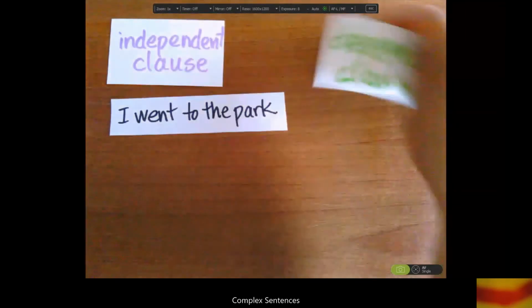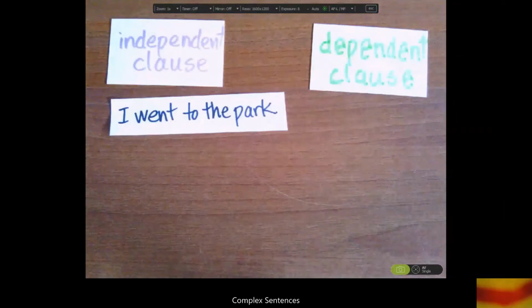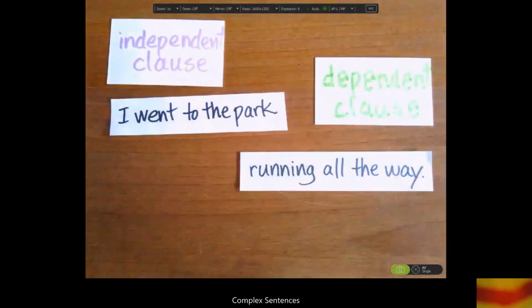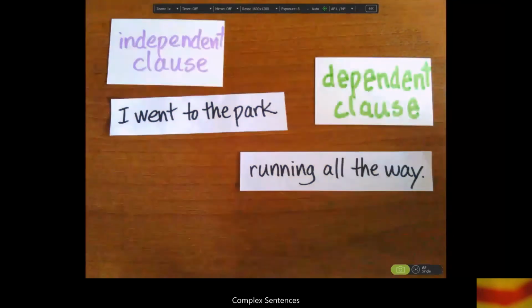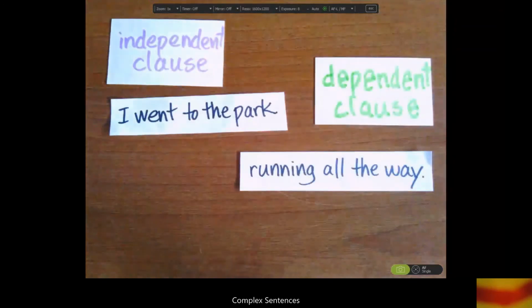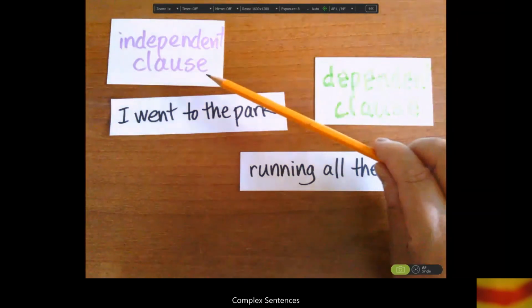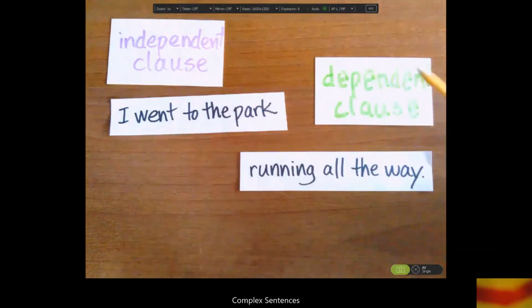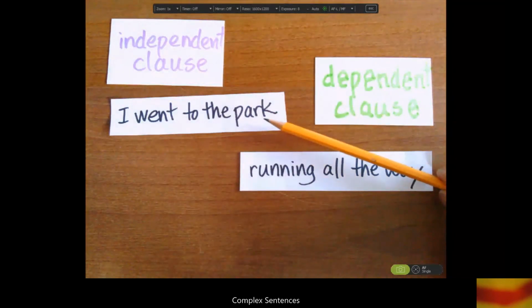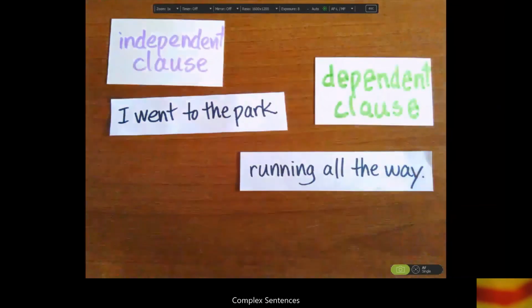A dependent clause is not a complete thought. If we use the example here from the video, running all the way. Running all the way is not a complete thought. It cannot stand on its own as a sentence. So, what is a complex sentence? A complex sentence has an independent clause and a dependent clause.